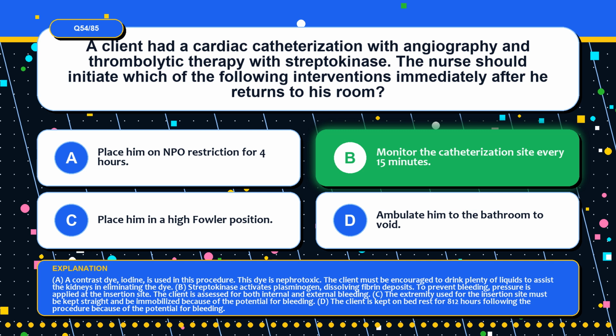C. The extremity used for the insertion site must be kept straight and be immobilized because of the potential for bleeding. D. The client is kept on bed rest for 8 to 12 hours following the procedure because of the potential for bleeding.